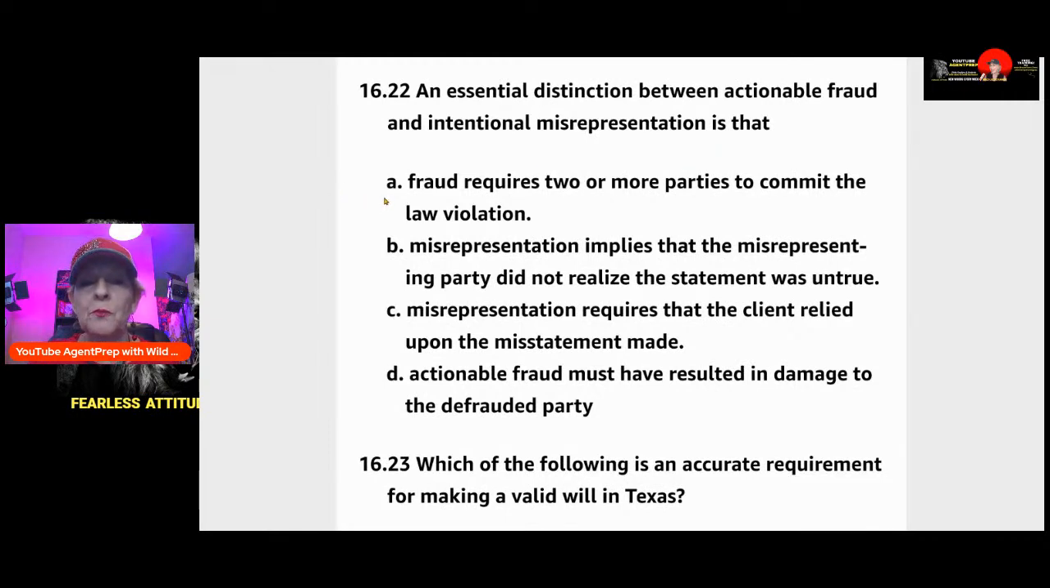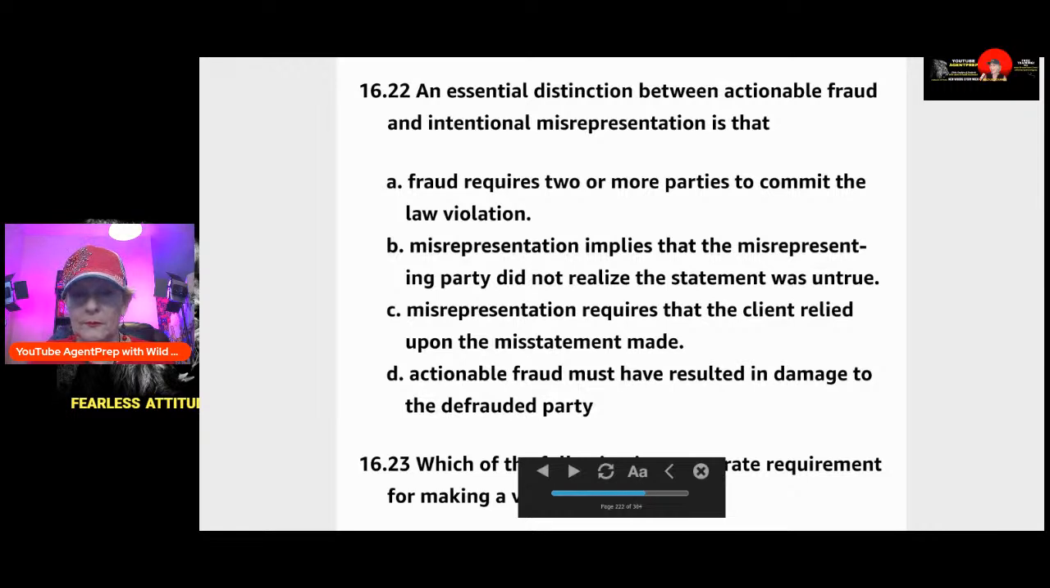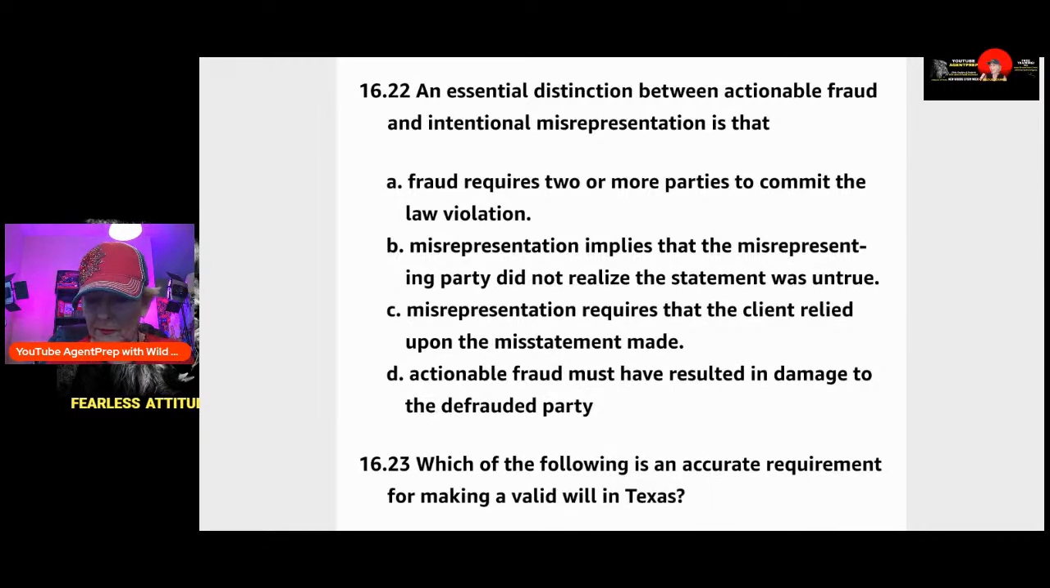So A, fraud requires two or more parties to commit the law violation. B, misrepresentation implies that the misrepresenting party did not realize the statement was untrue. C, misrepresentation requires that the client relied upon the misstatement made. Or D, actionable fraud must have resulted in damage to the defrauded party. So what's the difference between misrepresentation that was intended to misrepresent a client or a customer or a prospect, or fraud that actually happened? Type your answer in the chat.